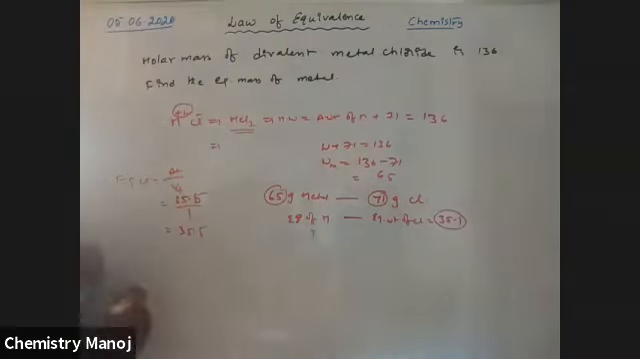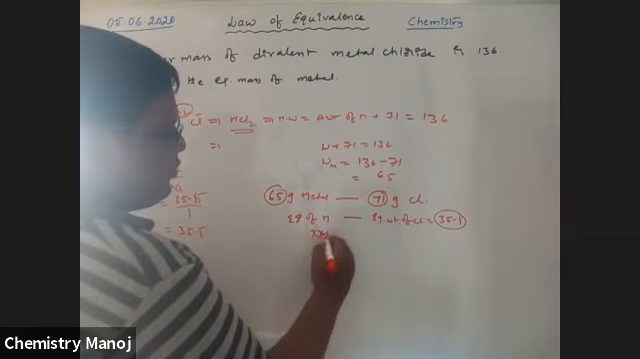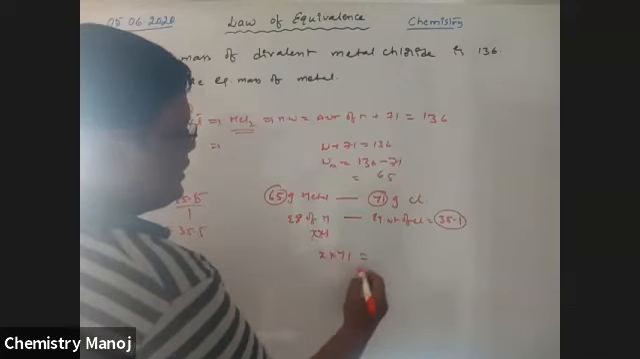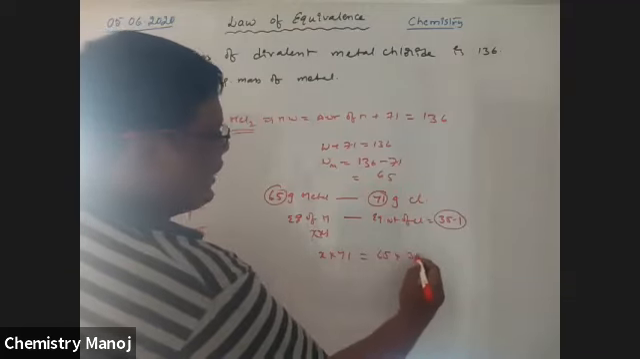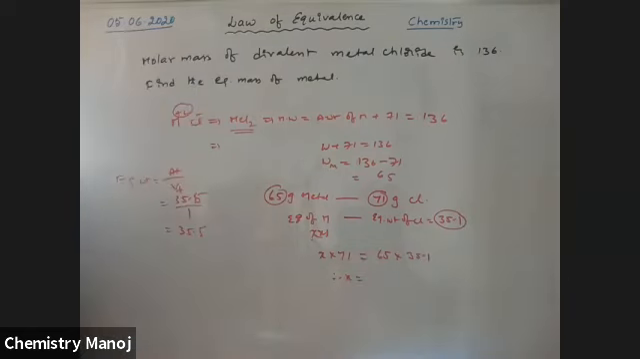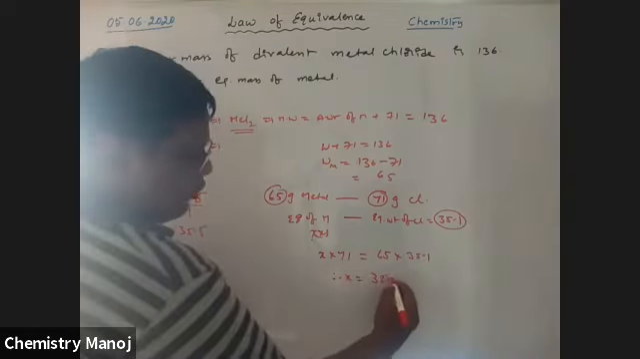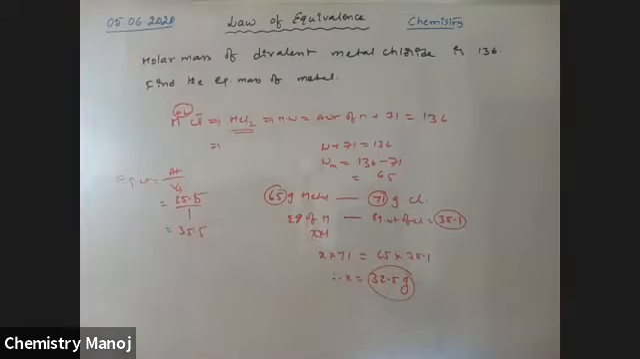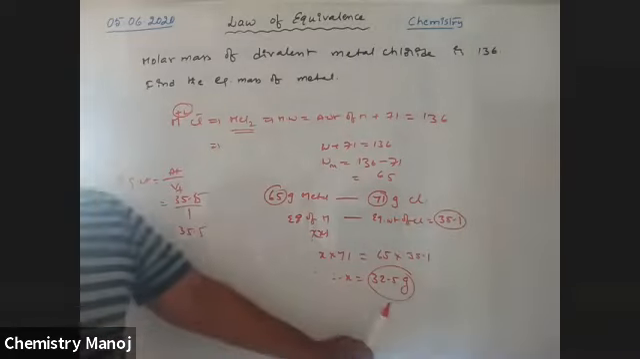How much is the equivalent weight of metal? Apply cross multiplication. Let it be x. X into 71 is equal to 65 into 35.5. Therefore, x is equal to 32.5 grams. So it is the equivalent mass of metal.